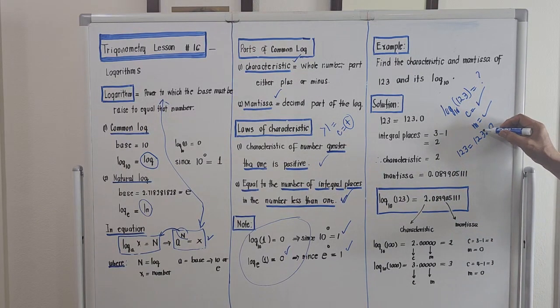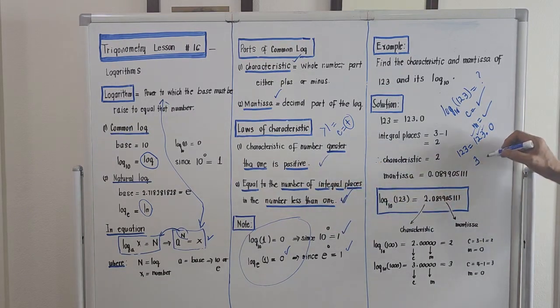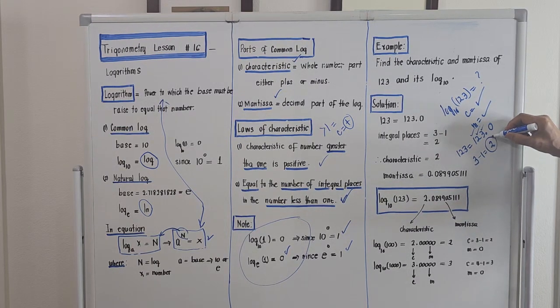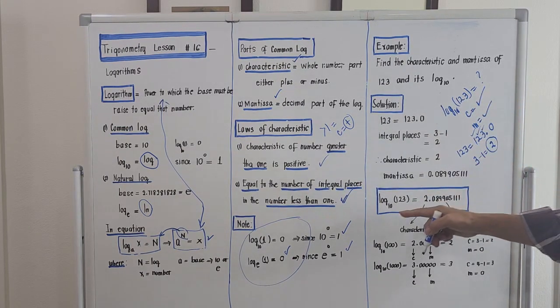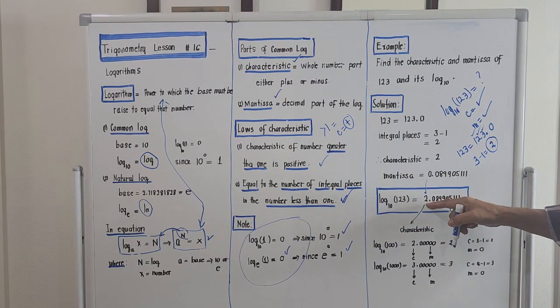Okay, how many numbers? It's 1, 2, 3. It is 3, right? And according to the characteristic, if we subtract 1, that will be the number of the characteristic. 3 minus 1 will be 2. That's why the characteristic of the logarithm of 123 is 2. That's the reason why it is 2.